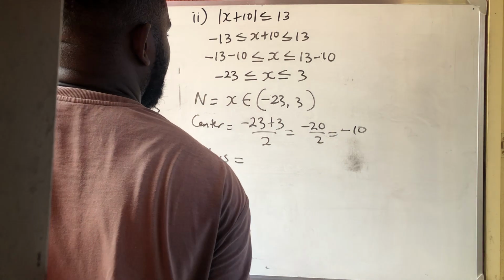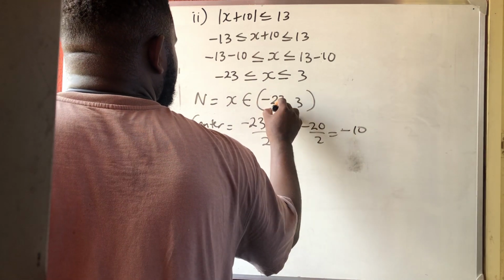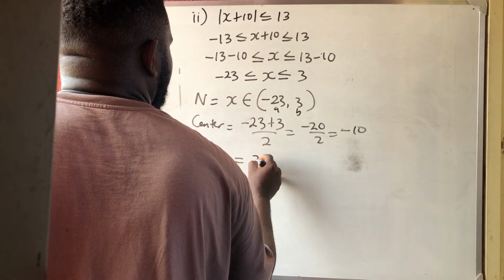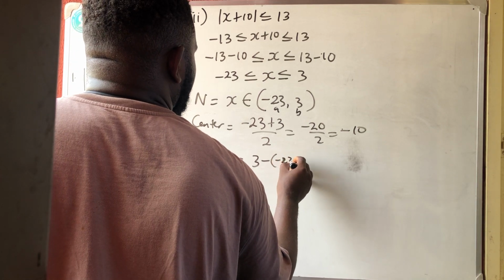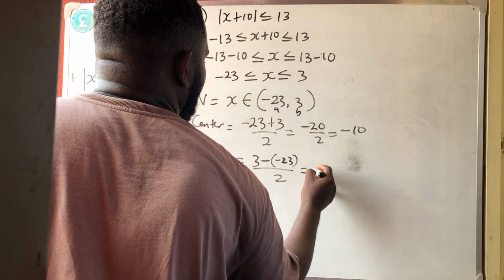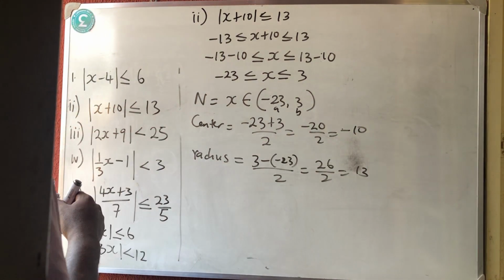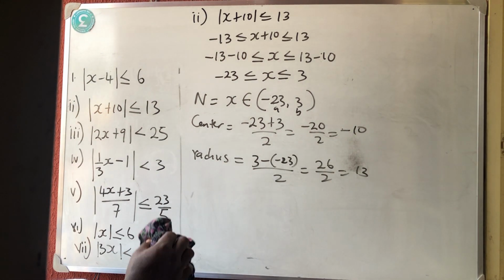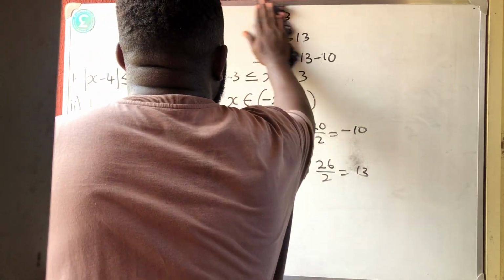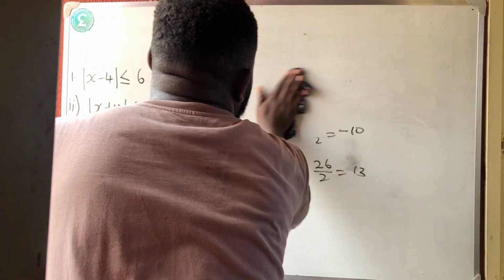So the radius is equal to b first before a. This is a and b. So I will say 3 minus 23 all over 2, which is 26 over 2, which is 13. So that is that. Please, neighborhood is always an open interval. Neighborhood is always an open interval, please.